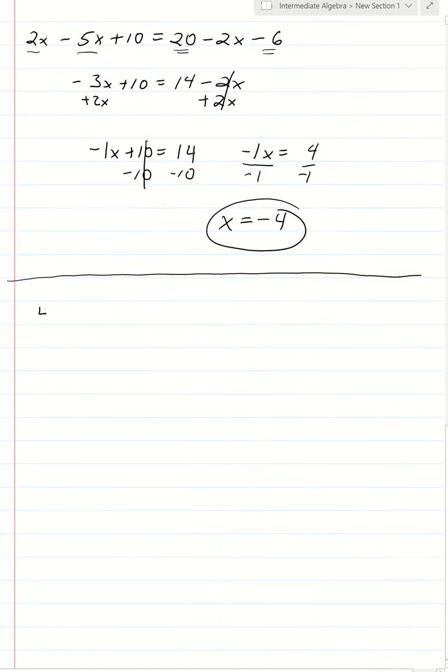Let's say we have 4 times (x minus 3) equals 6 times (x minus 2). So take a moment now, pause the video, work through the problem on your own, and see how you make out. When you're done, once you have your solution, turn the video back on and we'll work through the problem together.